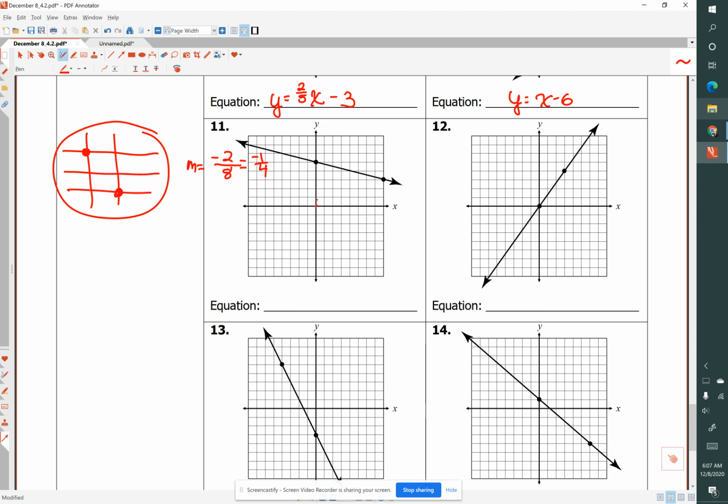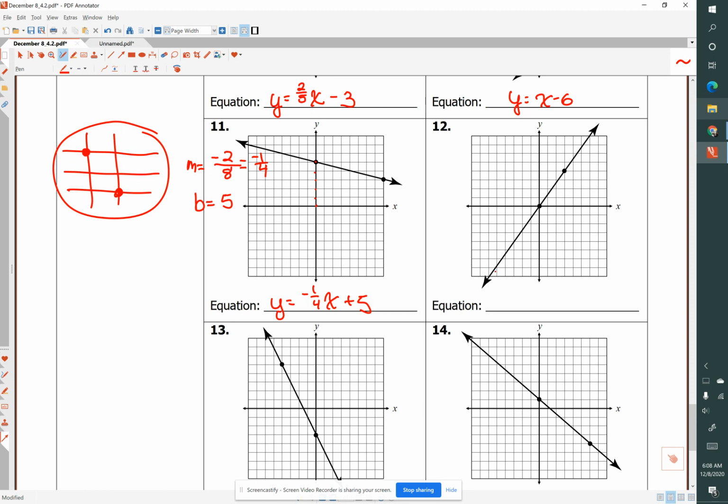So this is 0, 1, 2, 3, 4, 5. So our b value, our y-intercept, is 5. So our equation is y equals -1/4 x plus 5.